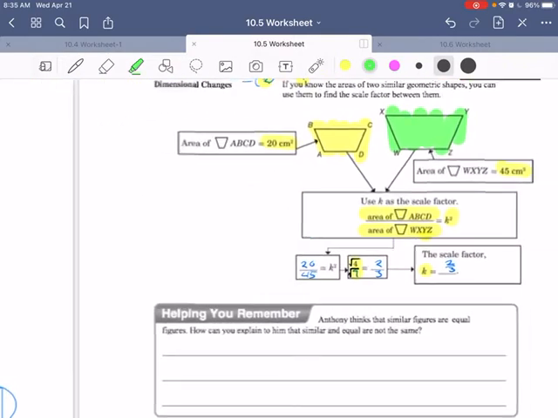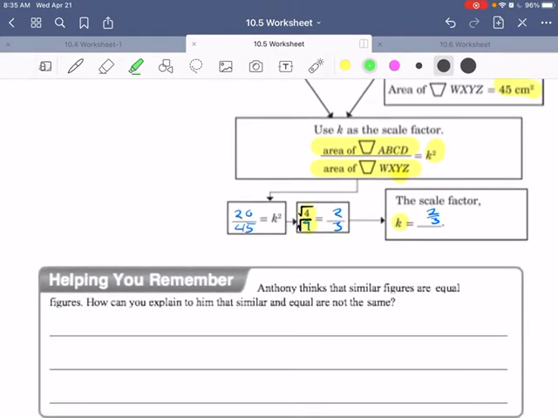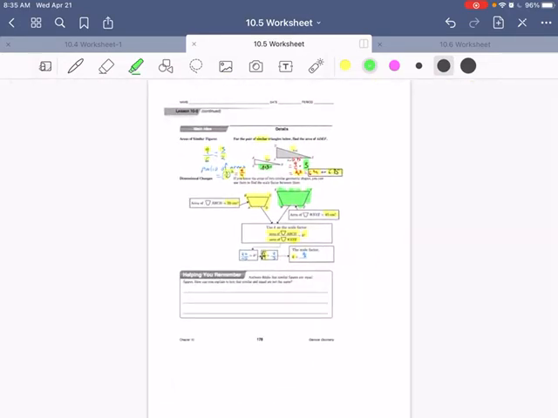Now at the bottom, Anthony thinks that similar figures are equal figures. How can you explain to him that similar and equal are not the same? Okay, I don't want to read any writings of beat him with a stick or anything like that. Just try to explain it in your words to him.